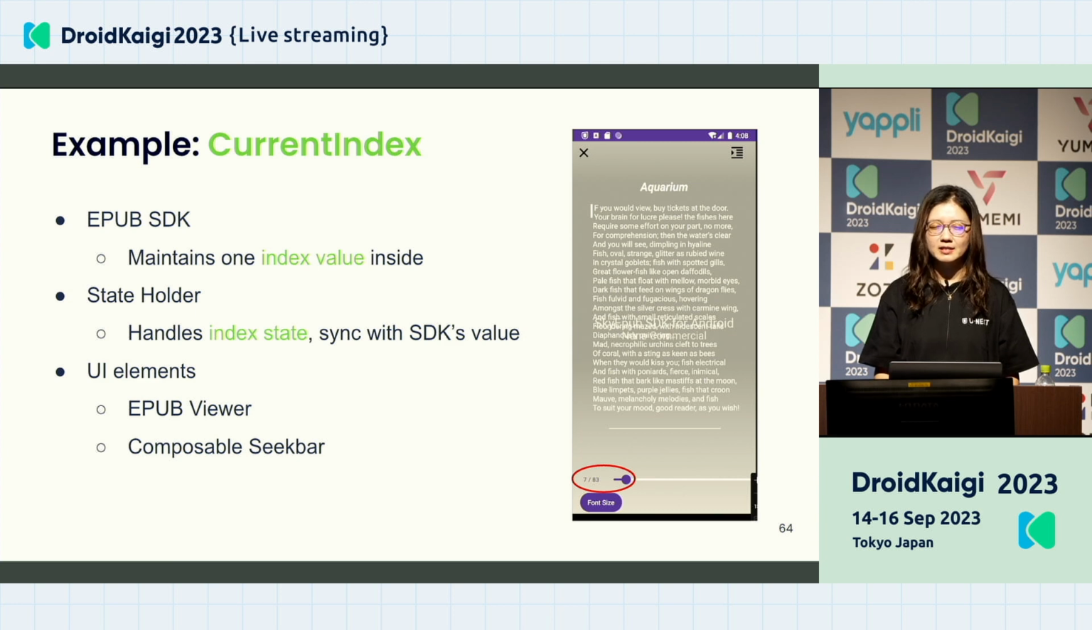Please note the SDK itself maintains one index value inside. So for our state holder, we handle the index state but need to sync it with the SDK's value. And for UI elements, they observe the index state inside the state holder.